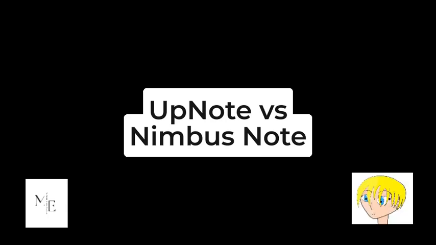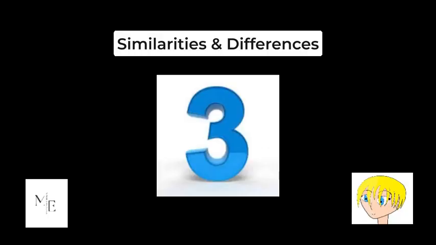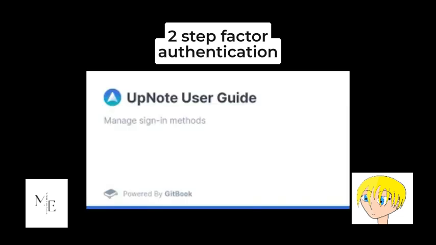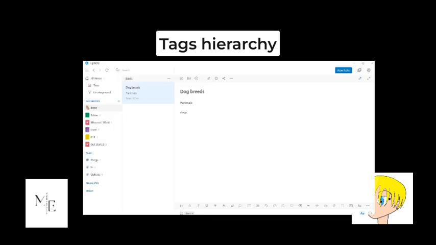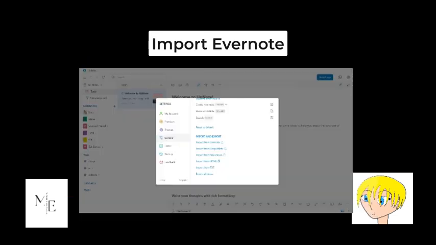UpNote versus Nimbus Note. We're going to talk about 3 key similarities and 3 key differences. To start it off, both apps offer two-factor authentication to help you keep your notes safe. Both offer notebooks and tags in a hierarchy to help you find your notes when you need them. And both are able to import Evernote.